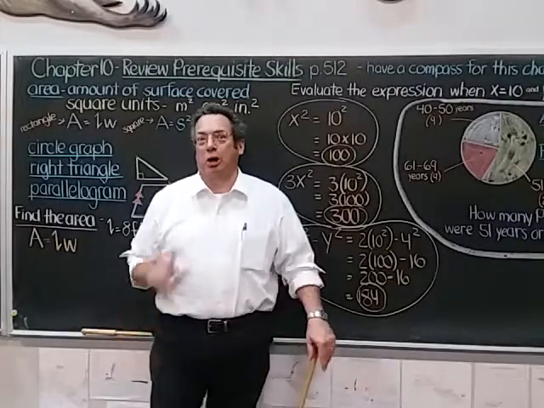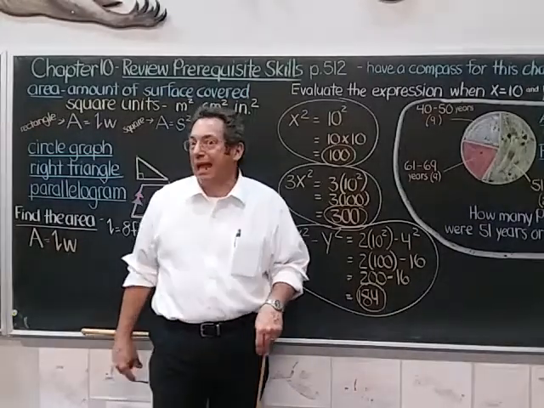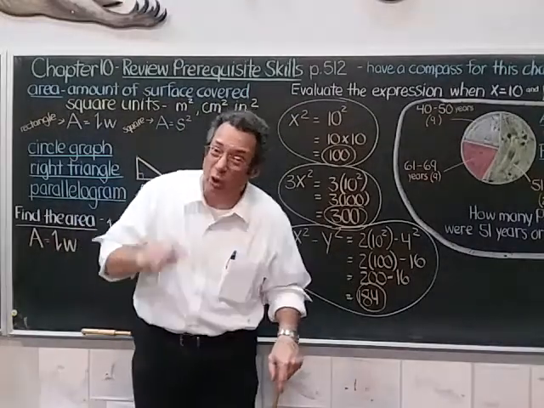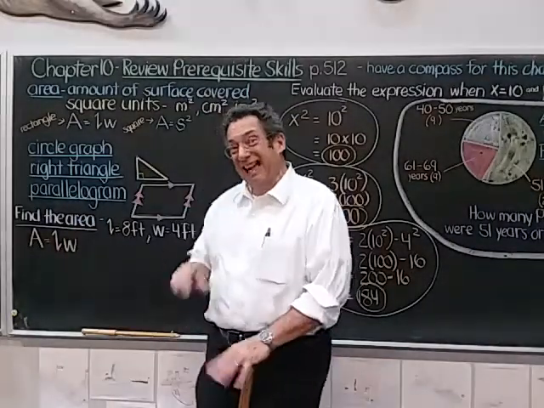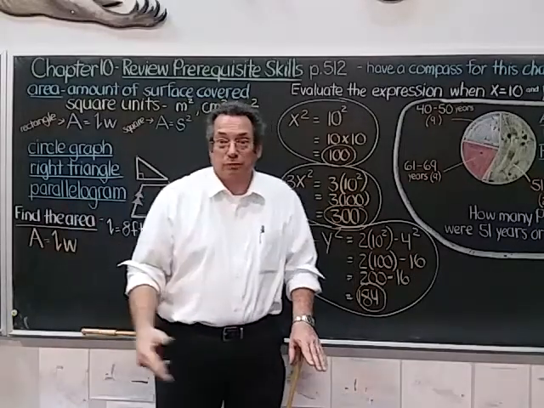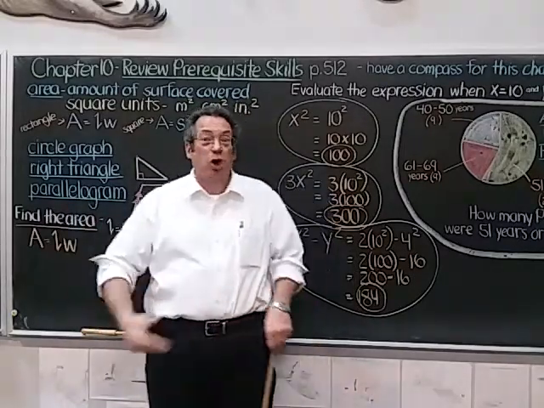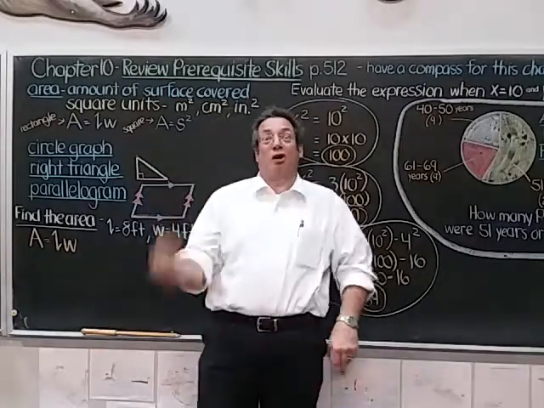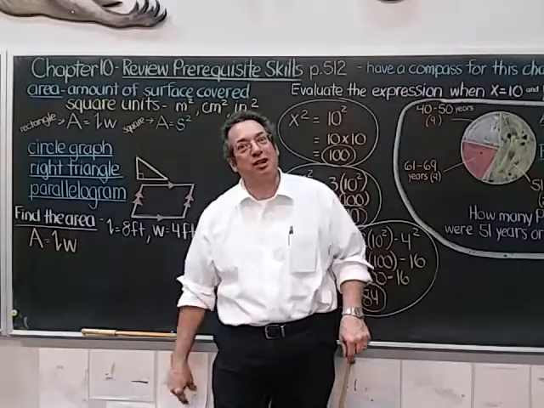Well, we're starting a new chapter today, chapter 10. And you know, chapter 9 was about geometry. Chapter 10 is about geometry too, but it's not exactly the same. You're going to find that we're going to be measuring the area of parallelograms, the area of circles, finding the circumference of circles, and finding the area of triangles. There are a lot of neat things that are going to happen in chapter 10.